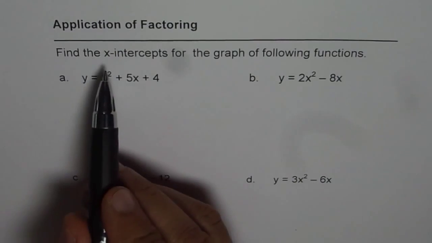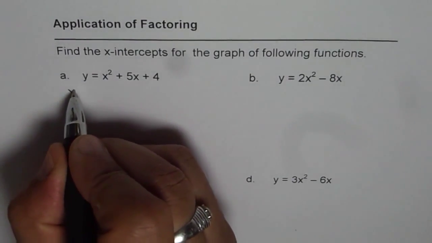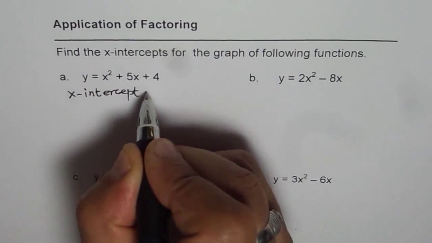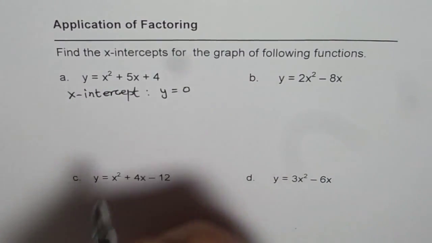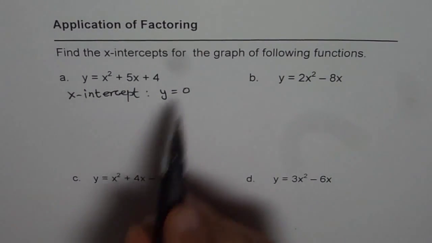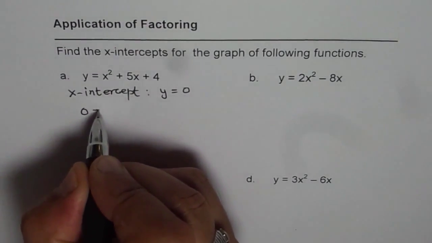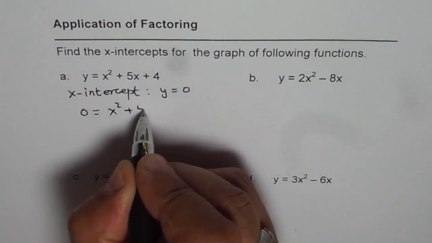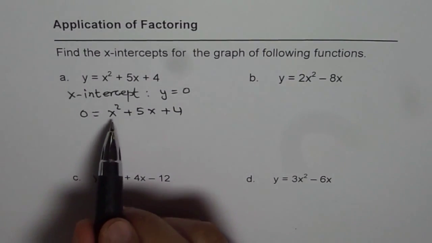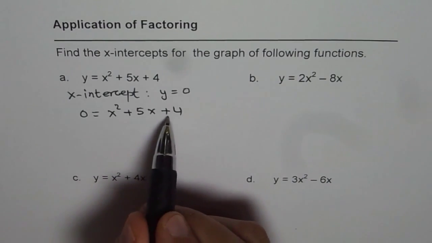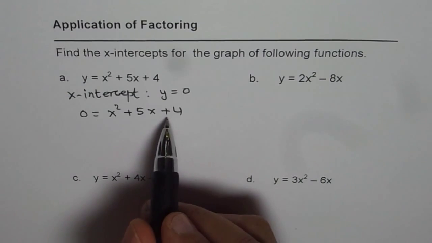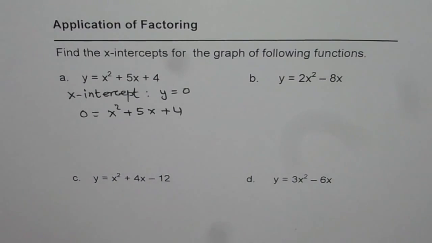So let's start. When we say x-intercept, it means what? X-intercept means y is equal to 0. The graph crosses the x-axis. Wherever the graph crosses the x-axis, y is 0. Therefore, the equation becomes 0 equals x squared plus 5x plus 4, correct? Now, when the equation is 0, we want the value of x which will make the right side 0. So one technique is we could factor the right side, and equate each factor to 0.